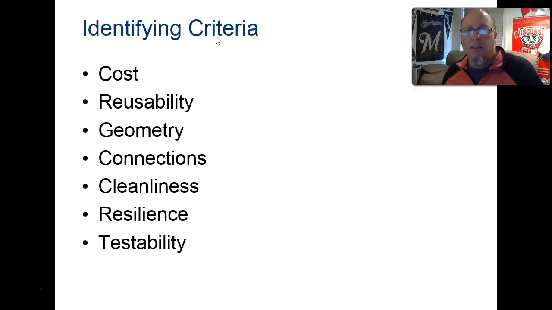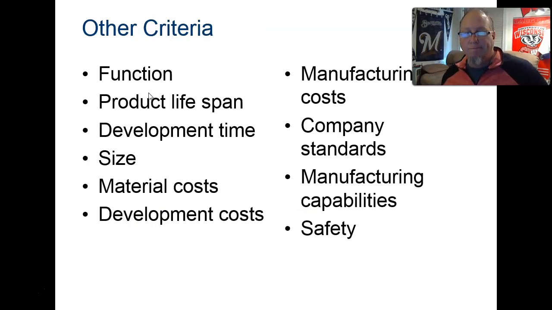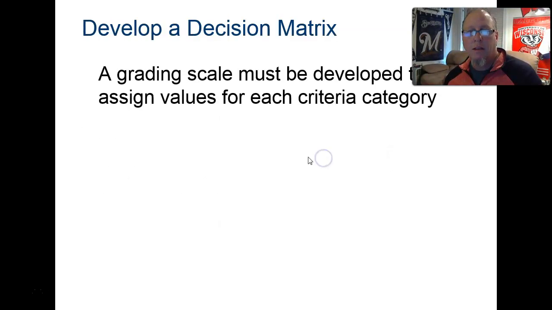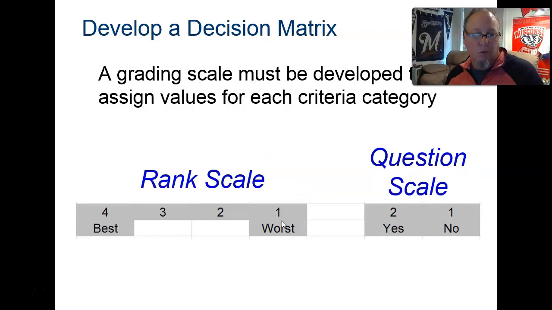So here's the things that they're going to be evaluating on. What's the cost? How well can it be reused? What's the geometry? Do they connect? Are they clean? Are they going to hold up over time? And here's some other criteria that they're thinking about as they're going through and going to use their decision matrix to evaluate this problem. So you do have to have a grading scale. It's very important that the grading scale is put on the decision matrix so everybody knows what you did. Like I said, when we had 6 candidates, our grading scale would be 1 to 6. Project Lead the Way was using a 1 to 4 grading scale, which works fine.